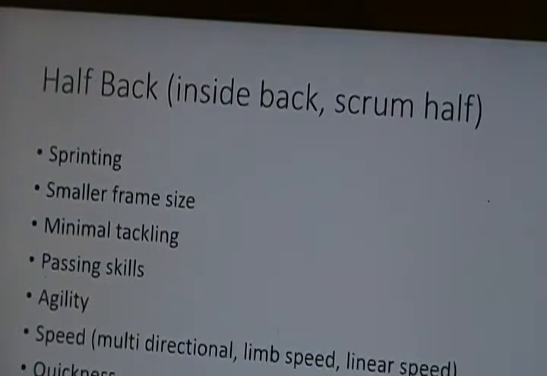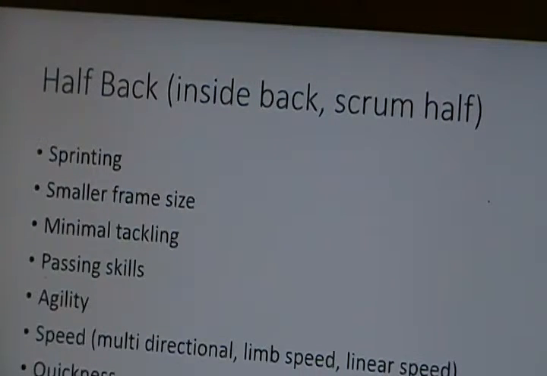The halfback is the position that he plays, also known as inside half or sometimes scrum half. The skills that a halfback requires are sprinting. He sprints more than any other player on the team. His frame size is typically smaller. He does minimal tackling, although he does do some tackling. His passing skills need to be superior.